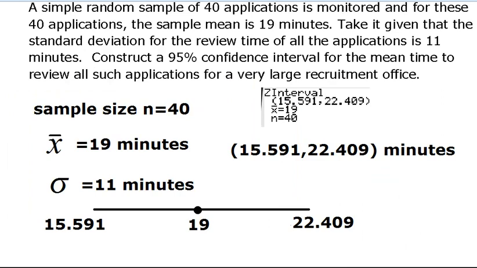Now let us revisit example number 1 of our calculations in this discussion. We used a TI84 calculator to compute a confidence interval when the sample mean was 19 minutes, the population standard deviation was 11, and the sample size was 40. So we got this as our answer, and the confidence interval means that the population mean is anywhere in between this range of values.